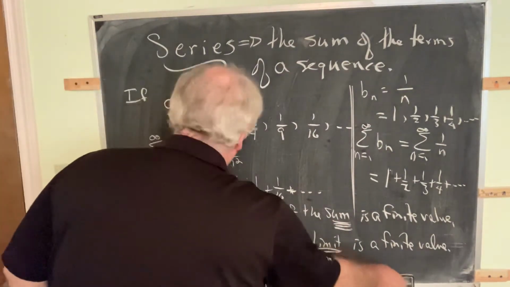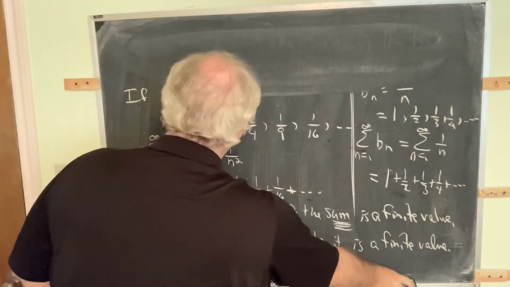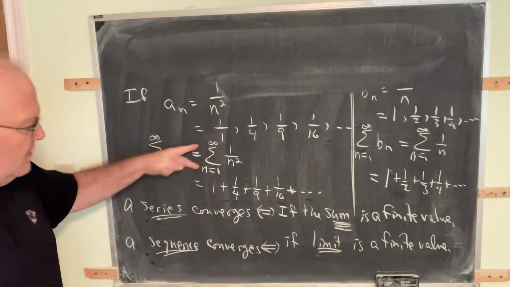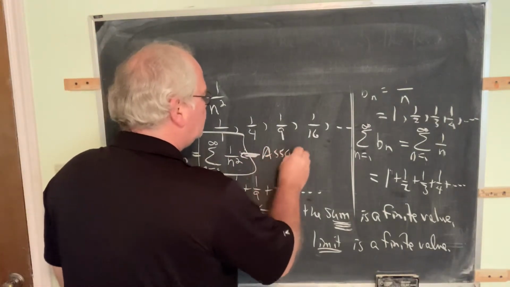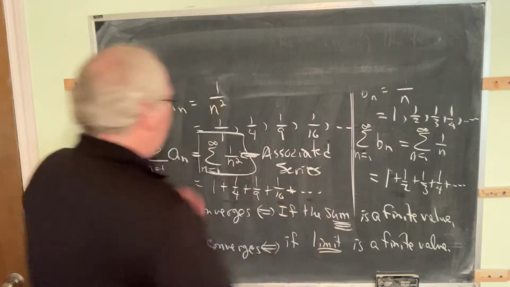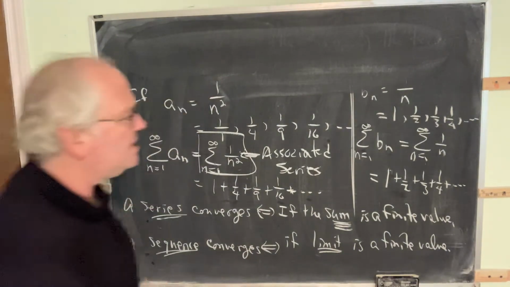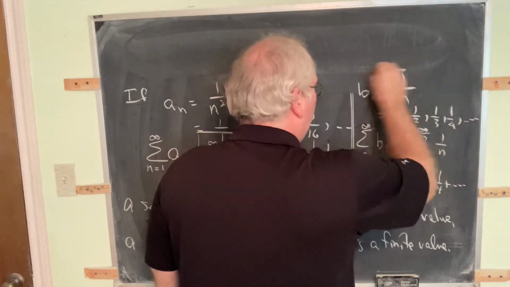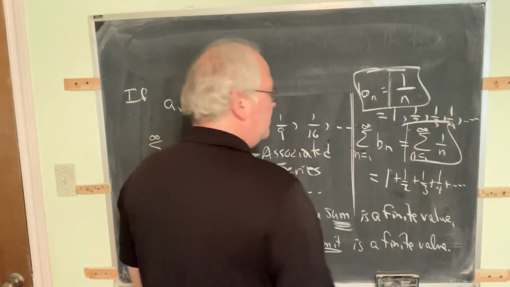Given any particular sequence, we can form the series. We will call this the associated series. So every sequence has an associated series, and every series has an associated sequence. Here, this was 1 over n. So this sequence and this series are associated with each other.